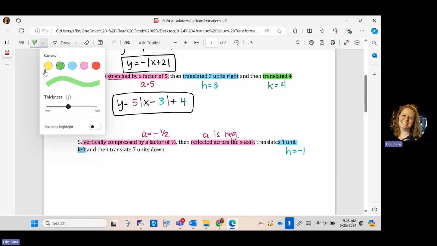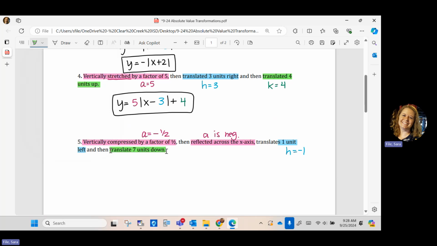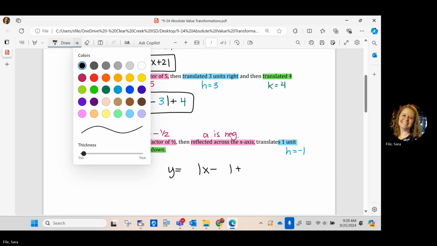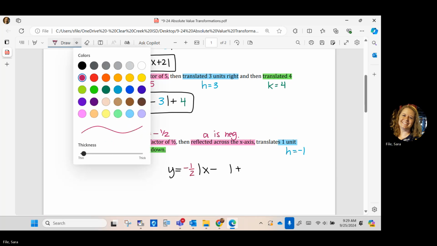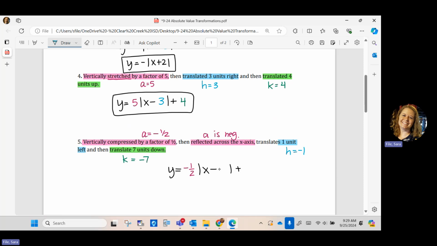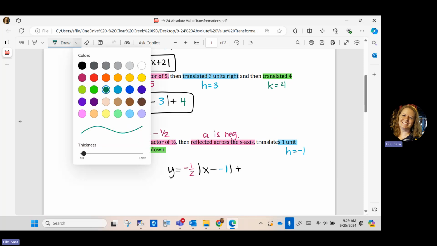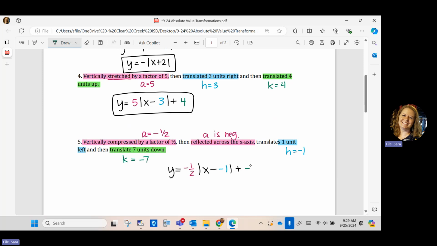Okay, and then they tell us our vertical shift is 7 units down. So that's our k, down is negative, so -7. So when I go to plug all of those into the outline of the equation, I'm going to plug in A, H, and K. A is the coefficient in front. We said it's -1/2. H is the horizontal shift. We said it's -1. And K is the vertical shift. We said it's -7.